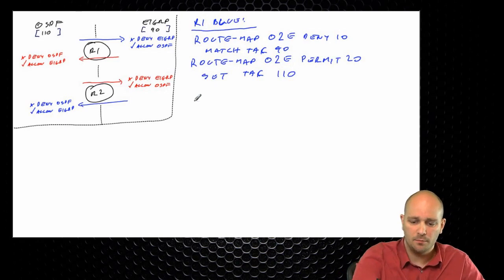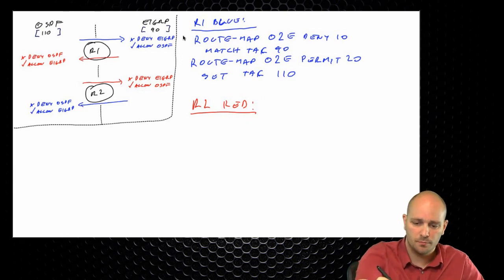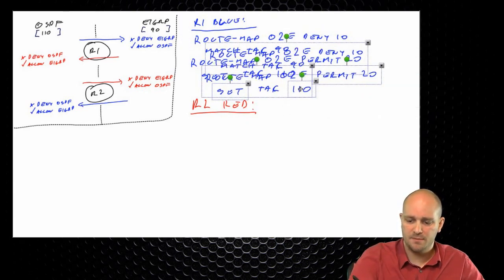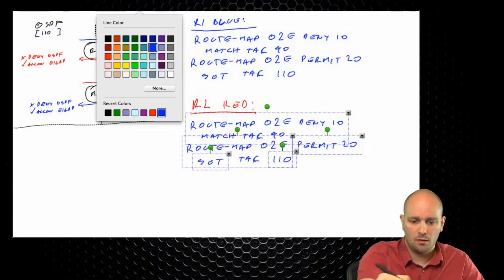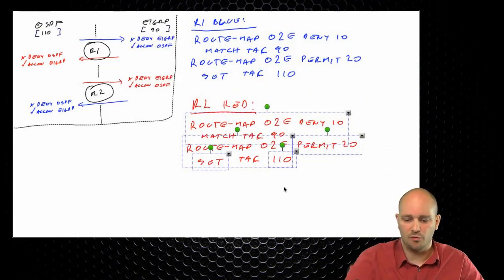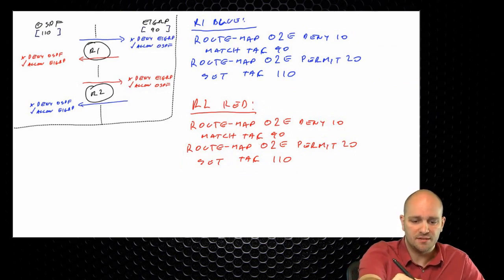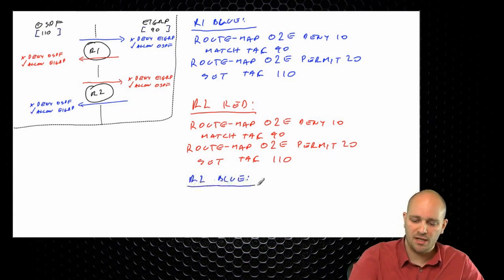Now let's do R2 red. So this is the next one, R2 red. And good news, very, very good news. Copy, paste, and we have the red logic on R2. Let's do R1 red, or actually let's do R2 blue. Good news again, the logic is almost identical.